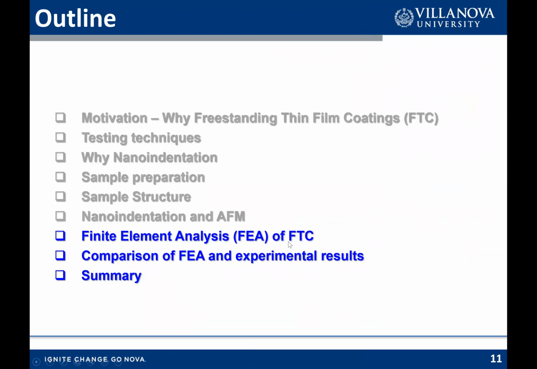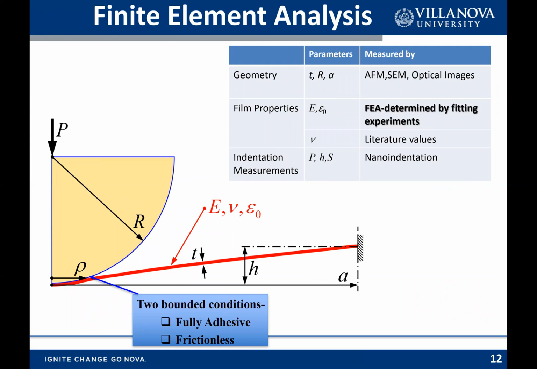Now let's talk about the finite element analysis and comparison of finite element analysis with experimental results. The parameters that need to be decided before finite element analysis were thickness, radius, and half span. All these geometrical parameters were decided by AFM, SEM, or the optical images. As in the previous slide, we used AFM to measure the thickness of polyethylene and MoSe2. And then the film properties: Young's modulus, pre-stretch, and nu, that is Poisson's ratio.